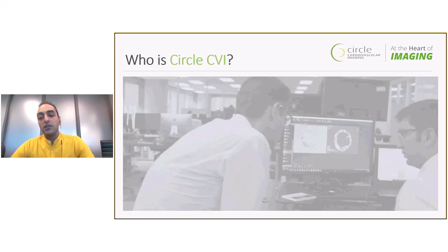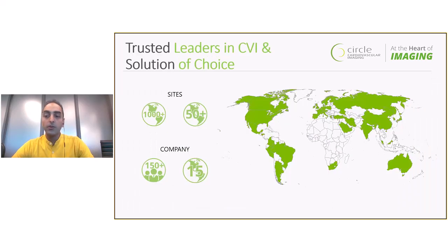Circle Cardiovascular Imaging is a software development company that is based in Calgary and was founded back in 2007. Our vision is to transform the future of cardiovascular imaging solutions. Our software is used in more than 1,000 sites in over 50 different countries around the world. We have more than 150 employees that are based in 15 different countries. Most of us are actually based in Calgary.